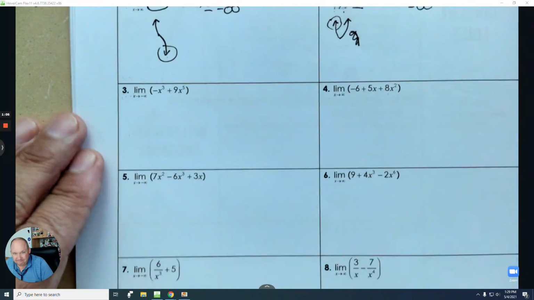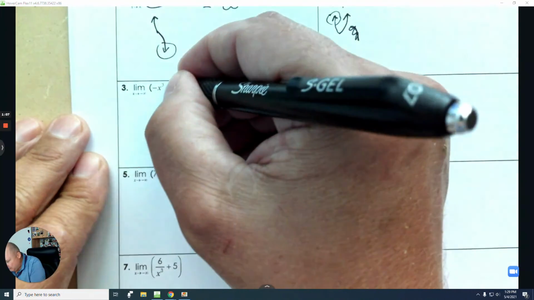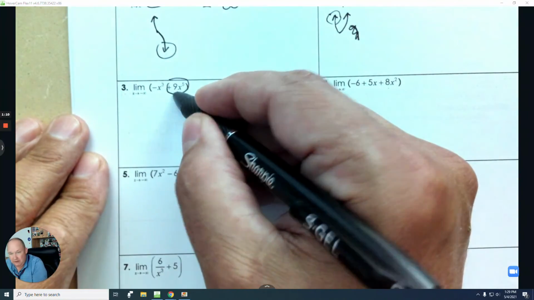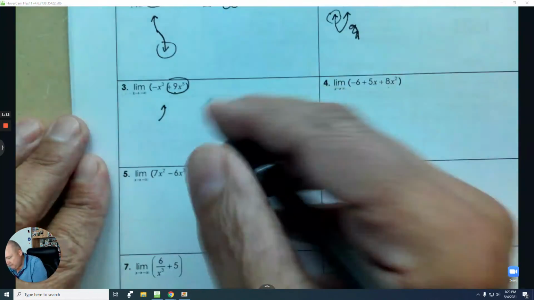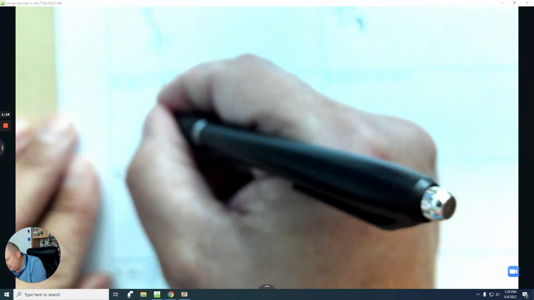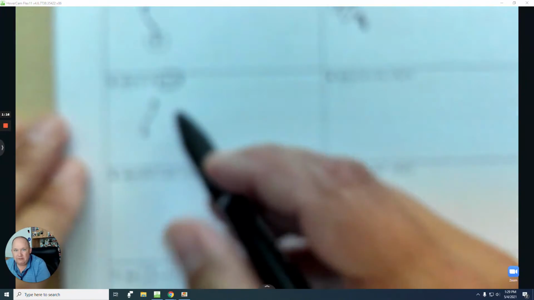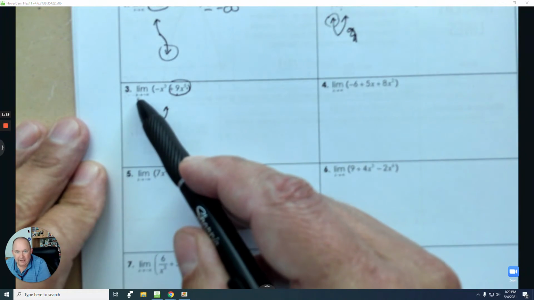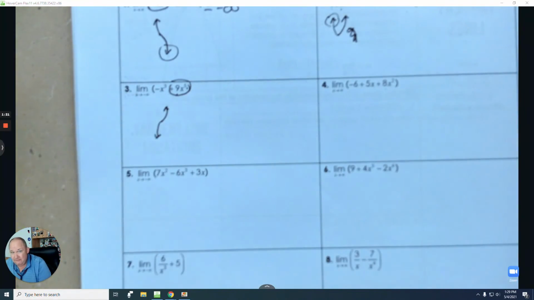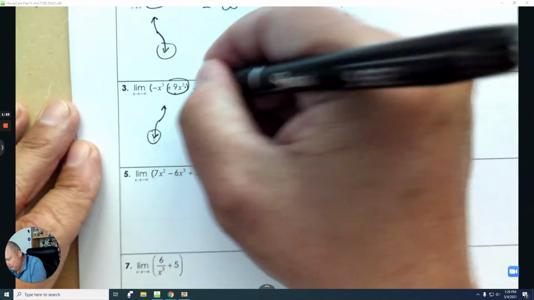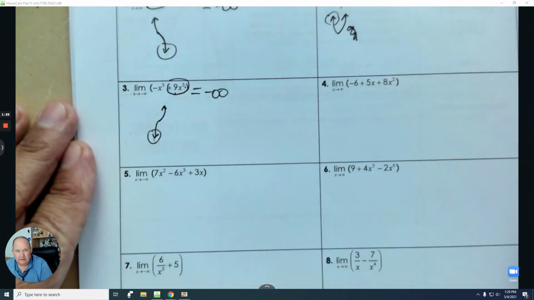Number 3, identify the power term. Know that it's positive, so the right end goes up. Odd means the other end goes in the opposite direction. And then what's the x approaches negative infinity? That is the left end behavior, and so the left end is going to negative infinity.